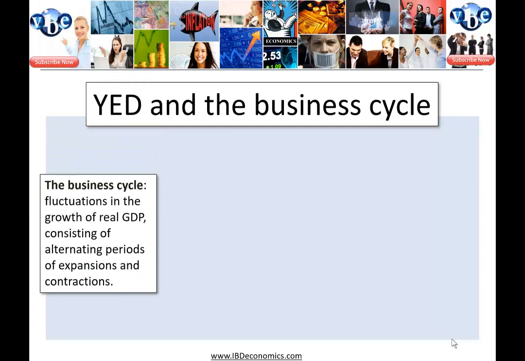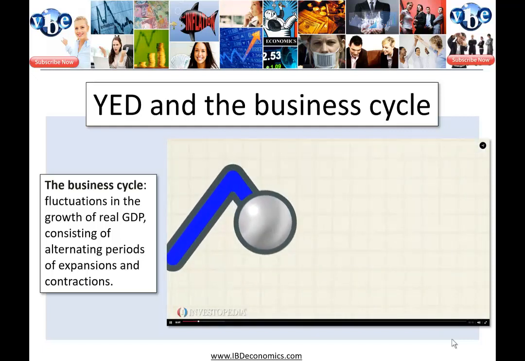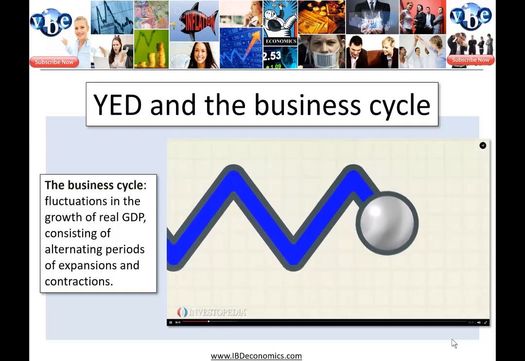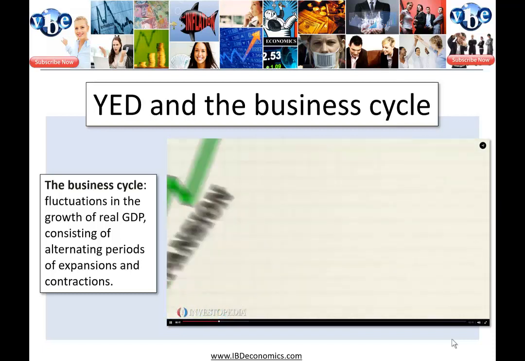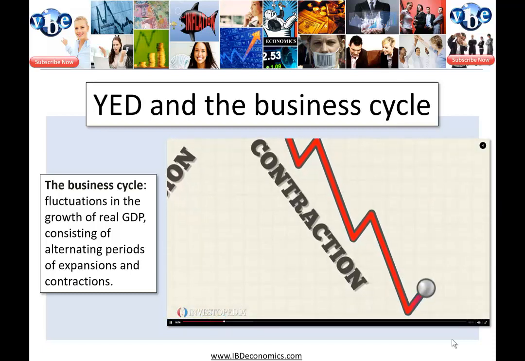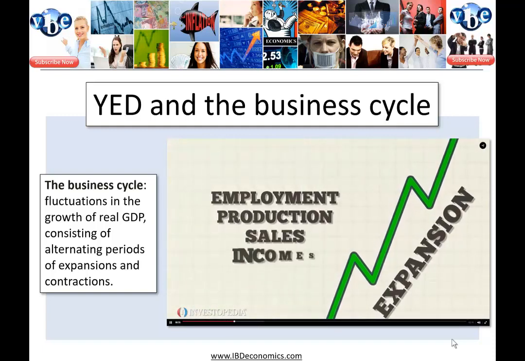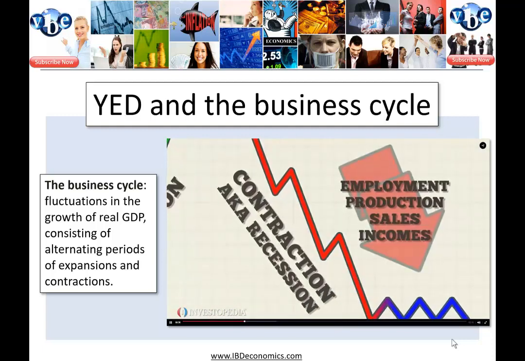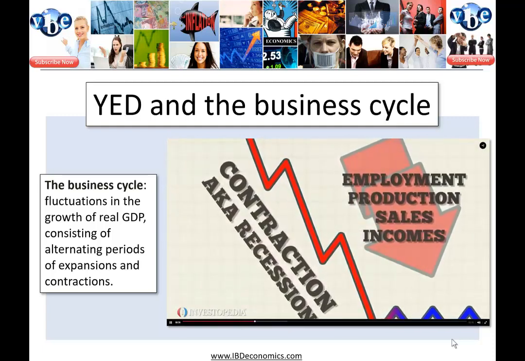There are some applications here: YED and the business cycle. The business cycle refers to the fluctuations in economic activity that an economy experiences over a period. It consists of expansions, or periods of economic growth, and contractions, or periods of economic decline. During expansions, employment, production, sales, and incomes increase. During contractions, also called recessions, unemployment rises, production slows, sales decrease, and incomes stagnate or decline.